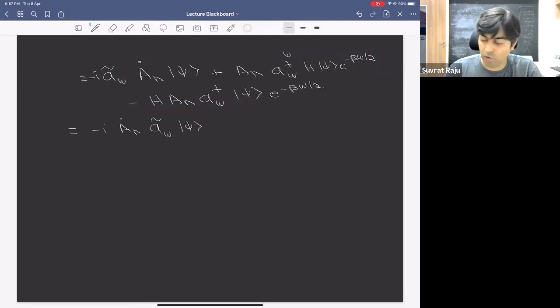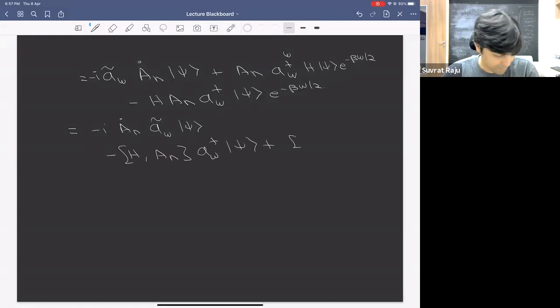This term also looks like minus h commutator a n, plus a n h. Let me just write the term separately, plus a n, minus h a n, minus a n h.